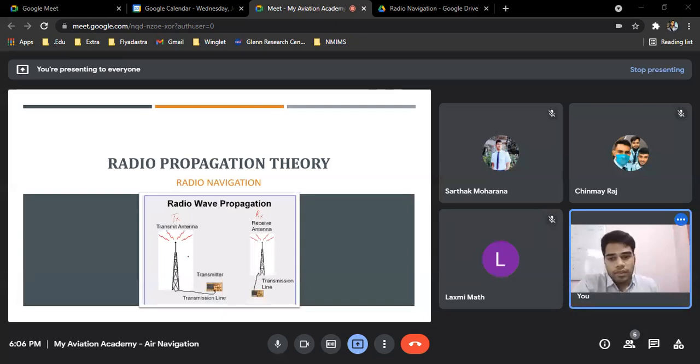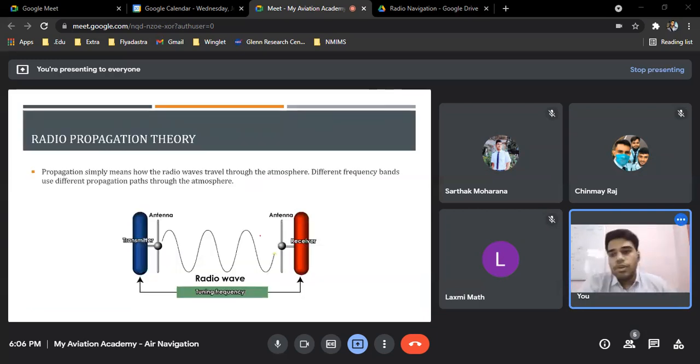So you can see here that our radio wave travels from one point to another. Now, this receiver could be your aircraft. The transmitter could also be your aircraft, and we'll see various combinations throughout the journey. As I told you, propagation simply means how the radio waves travel through the atmosphere. As we saw, there are multiple frequency bands, and all have their different propagation through the atmosphere.